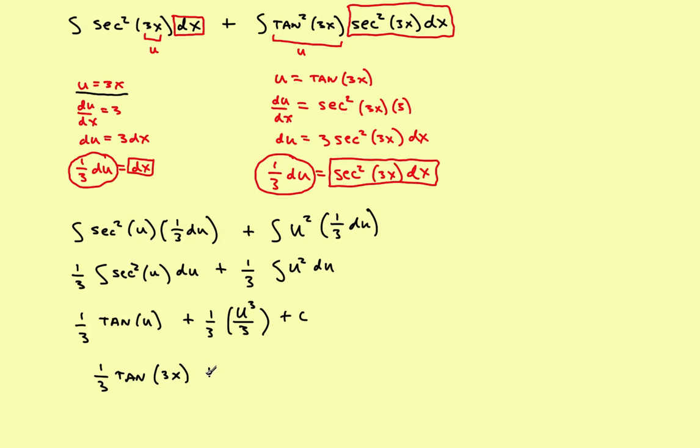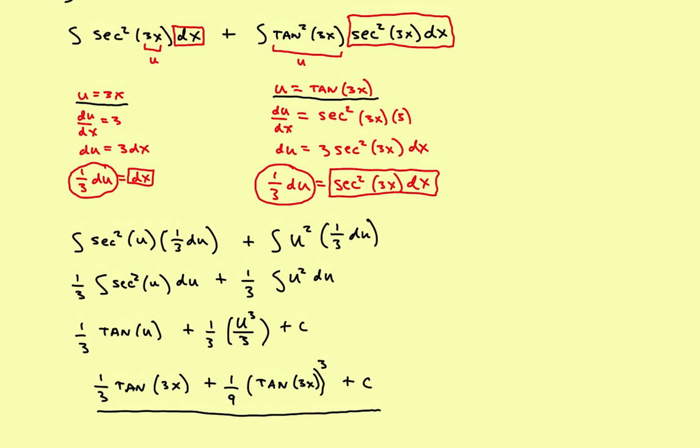Now on this one, the 1/3 times the 1/3 would give you a 1/9, and this time replace u with what it's equal to on this one, so u would be equal to the tangent of 3x. So the tangent of 3x, but it's cubed, so put a cubed here, and then tack on a plus c, and you'd be done.